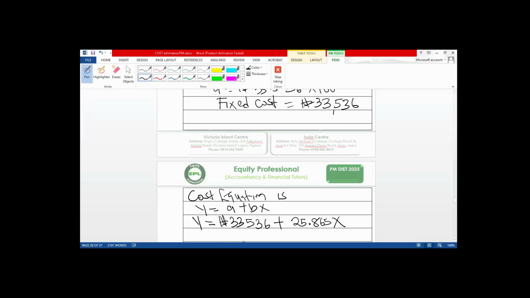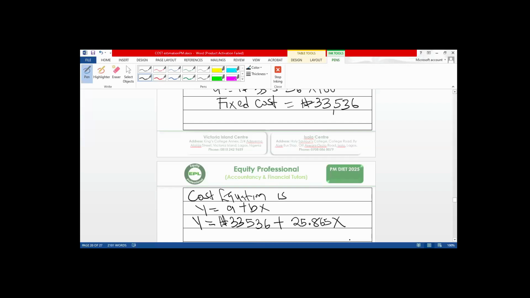This is the estimated cost equation. You have estimated your cost using the regression analysis method. This equation will now be used to determine total cost. Your letter Y represents total cost.